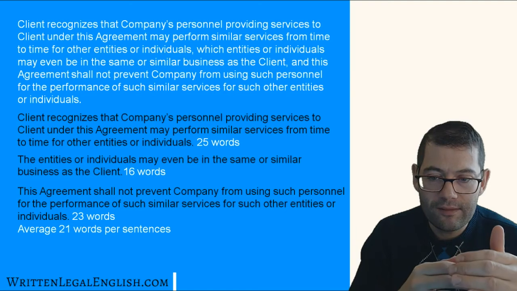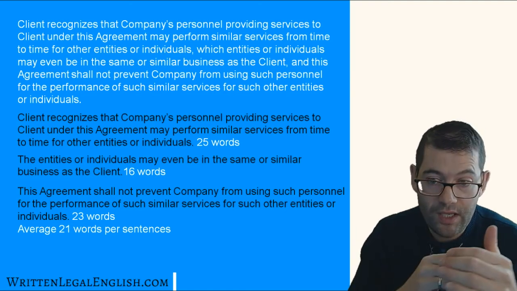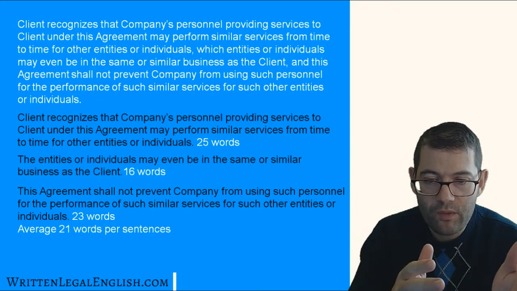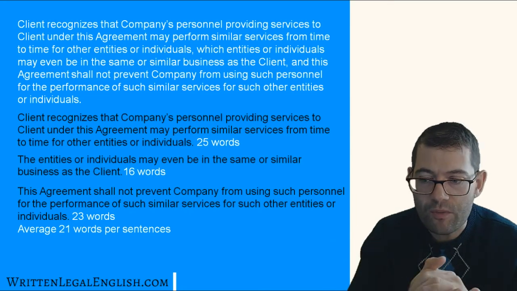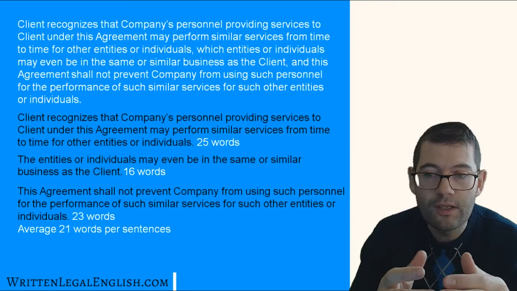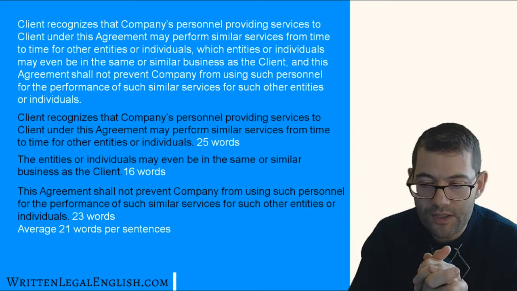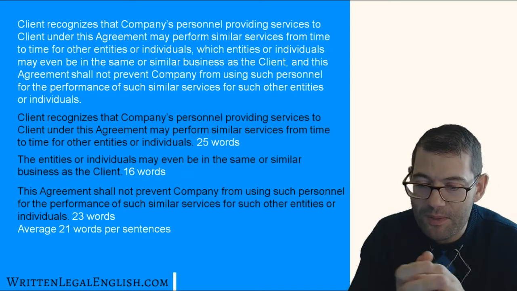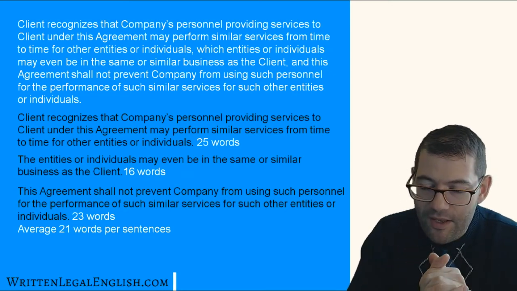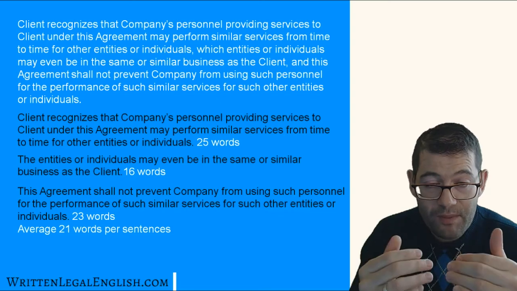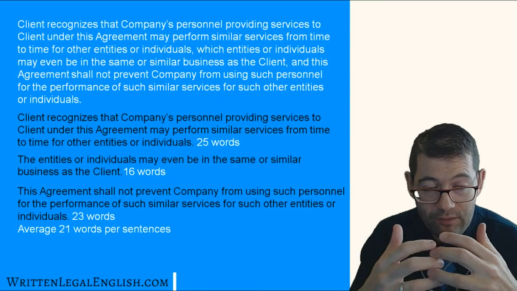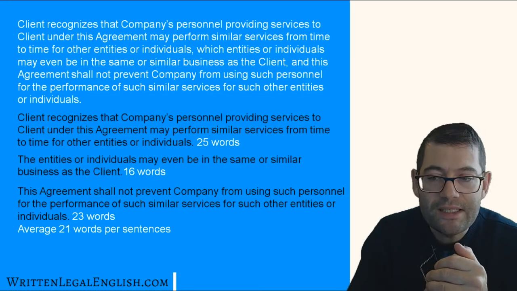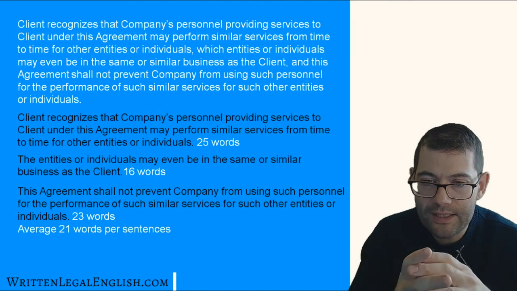By breaking down our original sentence into 3 different sentences, you can see the amount of words per sentence: 25 words, 16 words, and 23 words. And across the document, we've got an average of 21 words. There's a mistake in my presentation: 21 words per sentence, not per sentences. So what we've done is bring the average below 25, which in theory means this is a lot easier to understand than one long sentence.